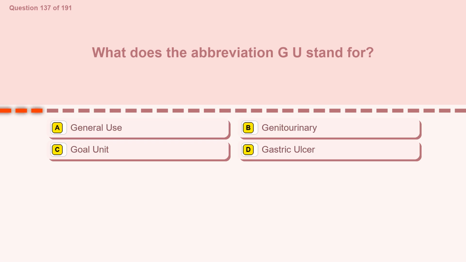Question 137. What does the abbreviation GU stand for? Option A, general use. Option B, genitourinary. Option C, goal unit. Option D, gastric ulcer.